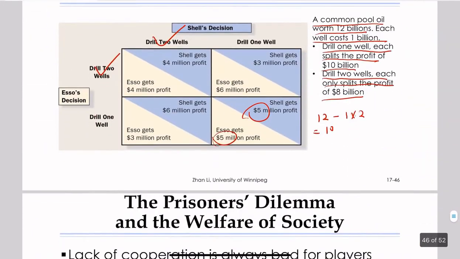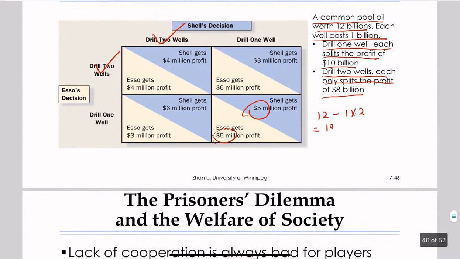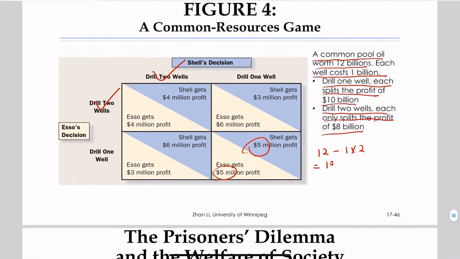And then based on this definition of dominant strategy, we can basically find out Nash equilibrium, right? For example, in this common resources game, Exxon's dominant strategy is to drill 2 wells. And Shell's dominant strategy is to drill 2 wells. So in the end, both of them will drill 2 wells. And this is the Nash equilibrium of this common resources game.